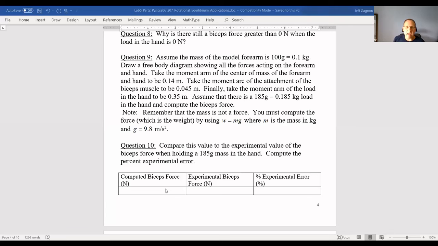Okay, so that value that you just found, you should show me all the calculation, the entire calculation. Show me the free body diagram for question 9. Show me all the values, just like I did on the iPad, and calculate the muscle force, and that value is going to go here. That's computed biceps force. Now, what is the experimental biceps force?